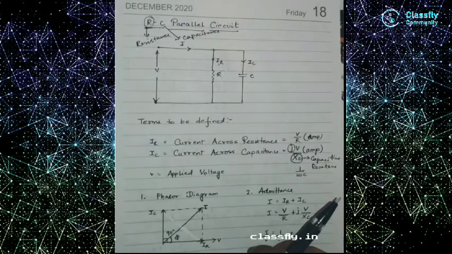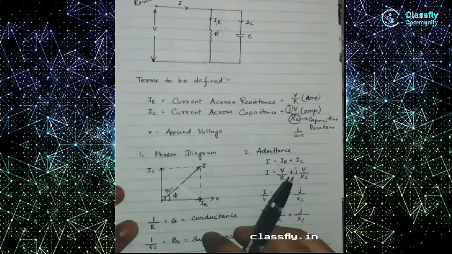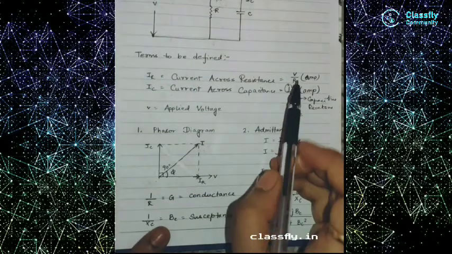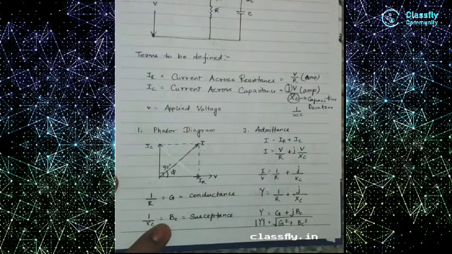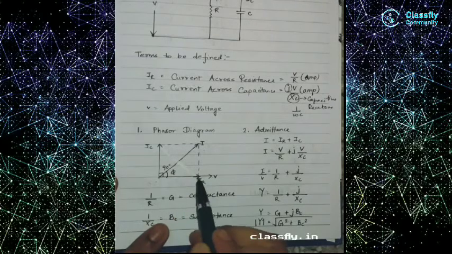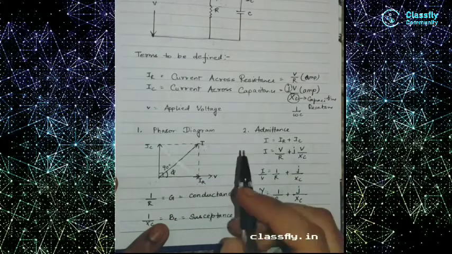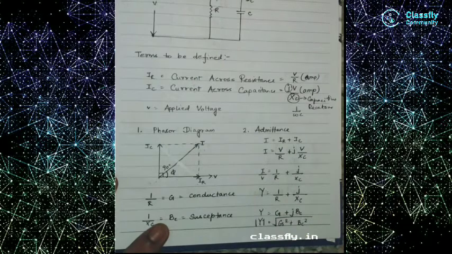Okay. Now let's move on to the phasor diagram. As I told, we will take V as the reference. We know that V and the current across the resistance, IR, will be at the same angle, because in a resistance there is no angle between the current and the voltage. So IR will be on the same line as the reference line, V.